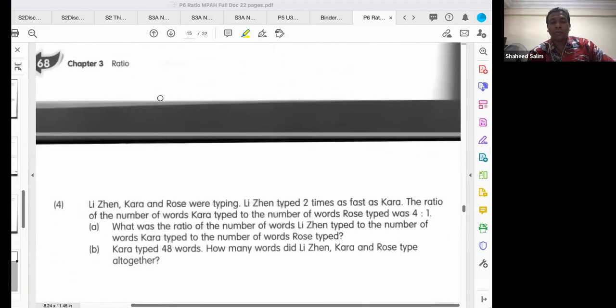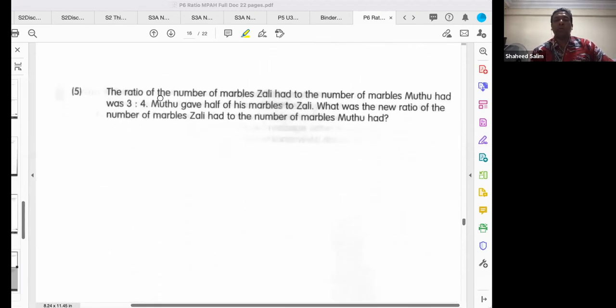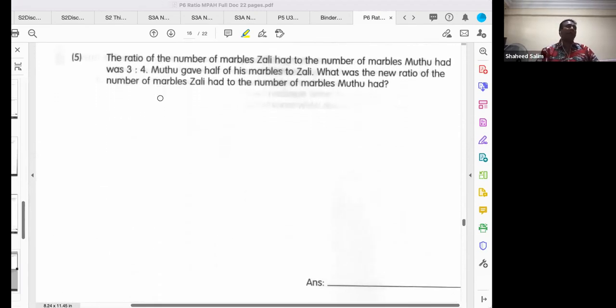Anyway, come, we try the next one. Well, this one is too long. I'm looking for short questions. This one. Mutu and Zali. Can we try this? Come, think, think. Don't give up. Don't just jump to it. Think, please.